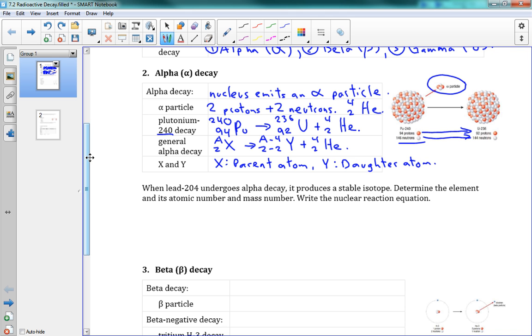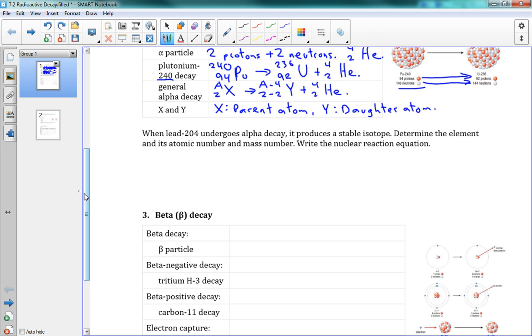All right. So we've got a problem here that we can work through. It says when lead-204 undergoes alpha decay, it produces a stable isotope. We want to determine the element and its atomic number and mass number, and then write down the nuclear reaction equation. So to start off with, we have our lead-204.